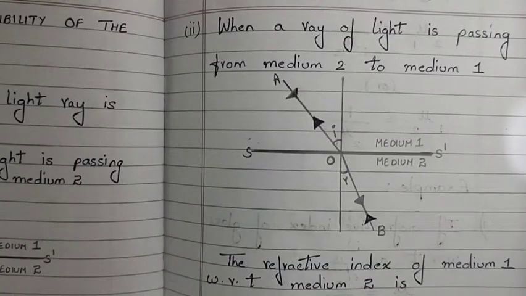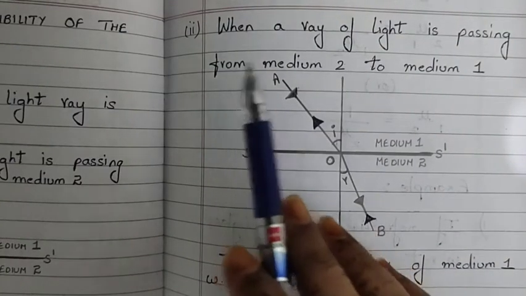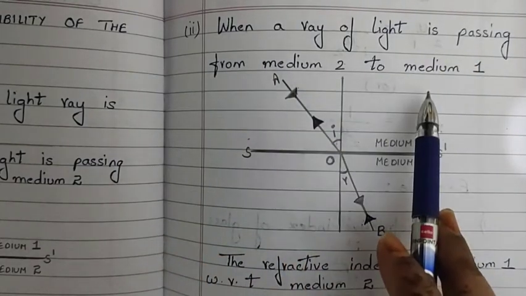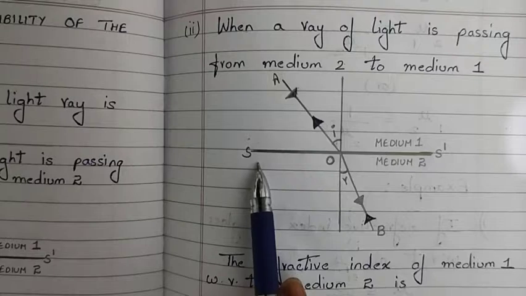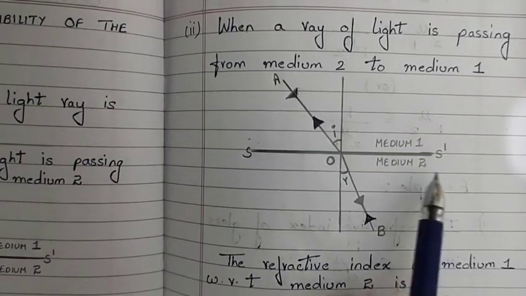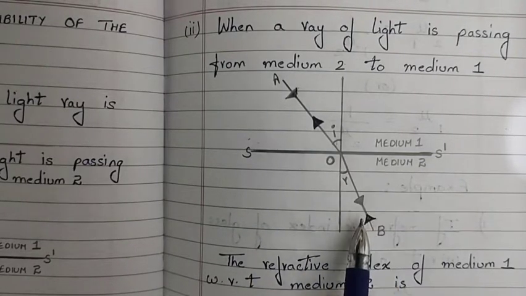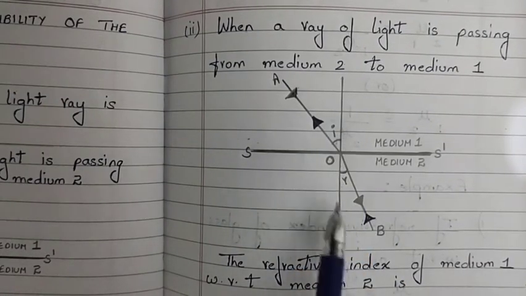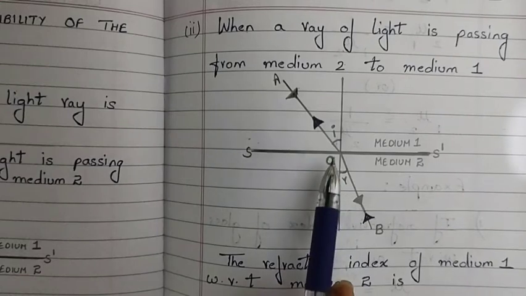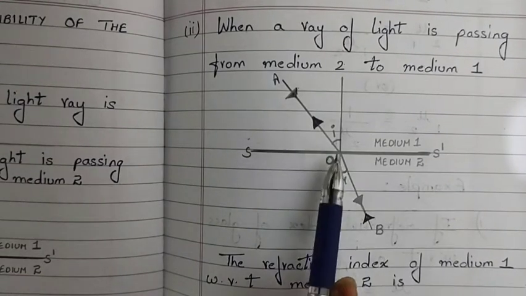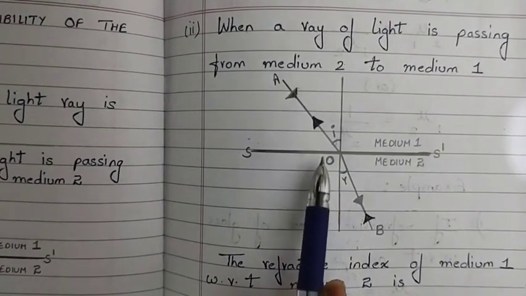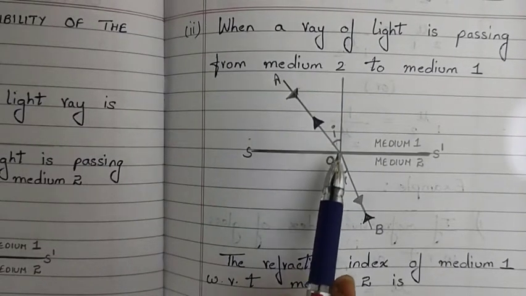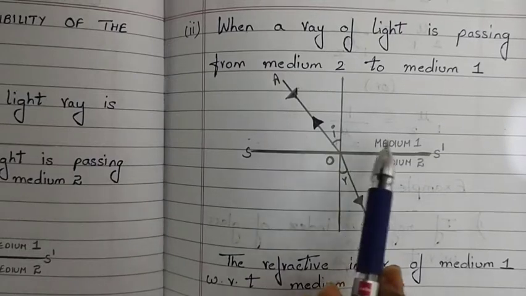Now let us understand scenario 2, when a ray of light is passing from medium 2 to medium 1. Here again the plane surface is SS dash, and now the light ray is going to enter from medium 2 to medium 1. So BO will be considered as the incident ray at an angle i, and it will enter the other medium, that is medium 1.